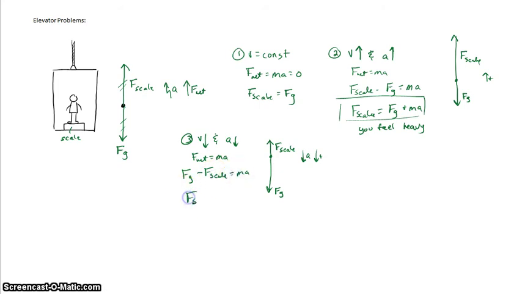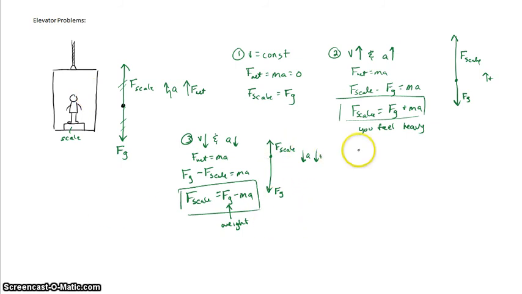Now if I solve for F scale, what happens? It's got a negative sign, so I can bring that over to the other side, rearrange some stuff, and I think you're going to find that F scale equals F sub g minus ma. Look at that. So this is our weight, and if it's your weight minus something, you're going to feel light. It's sort of like the elevator's dropping out from under your feet when you're accelerating down.